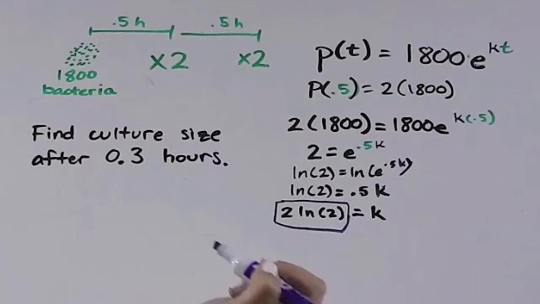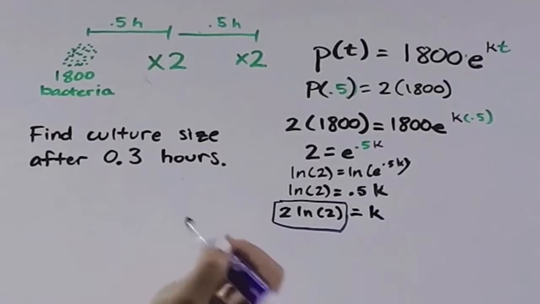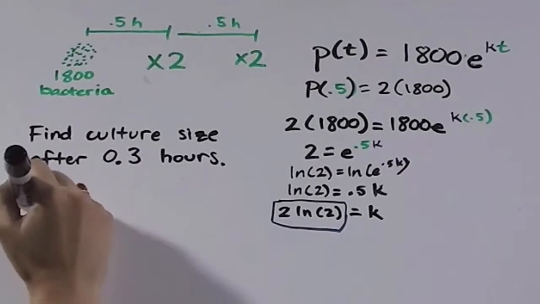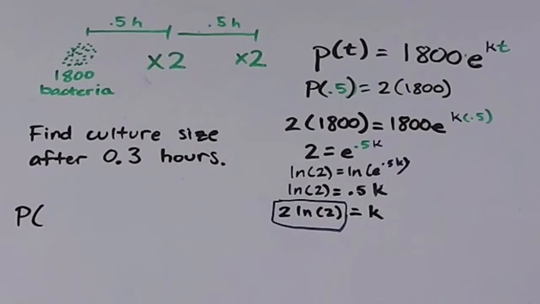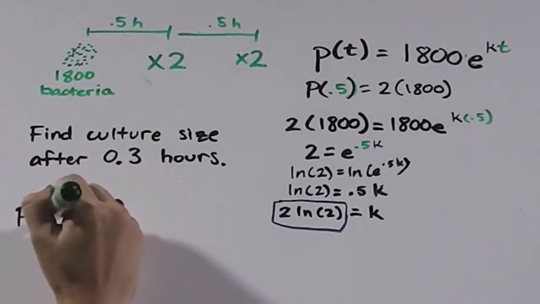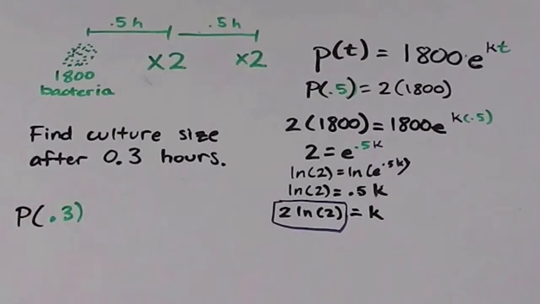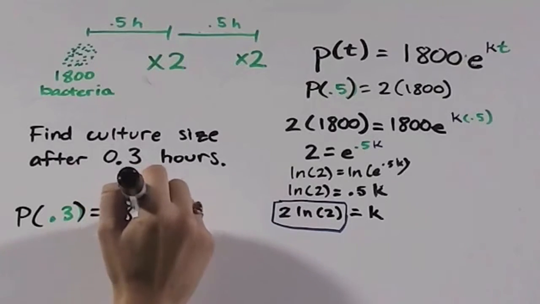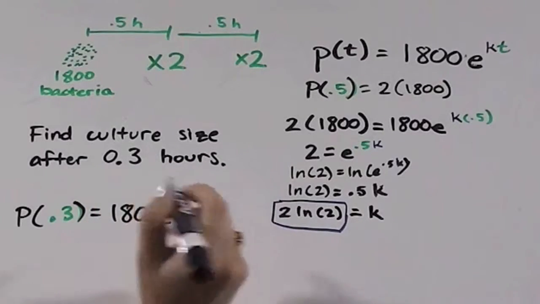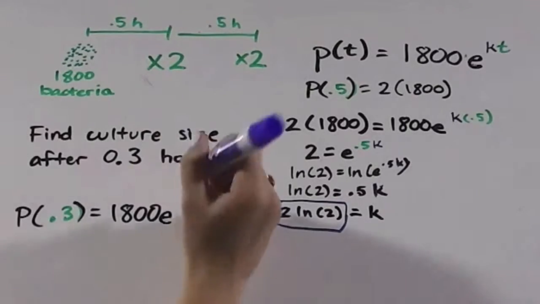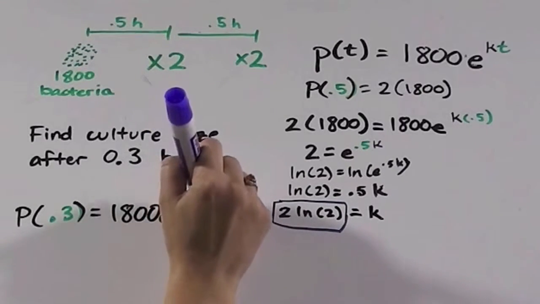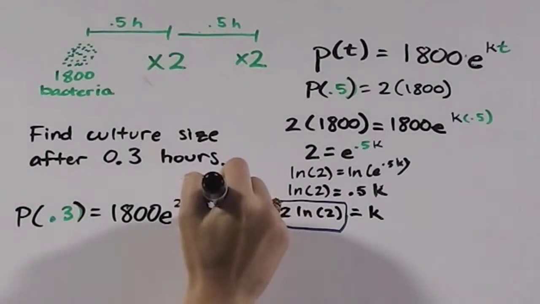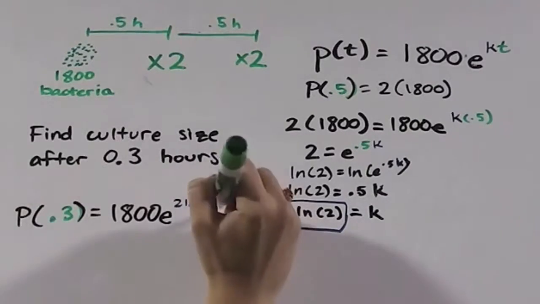Now we can solve for the culture size after 0.3 hours. Culture size after 0.3 hours is going to equal 1800 e to the 2 natural log of 2 times 0.3.